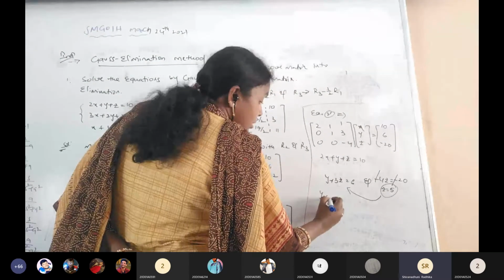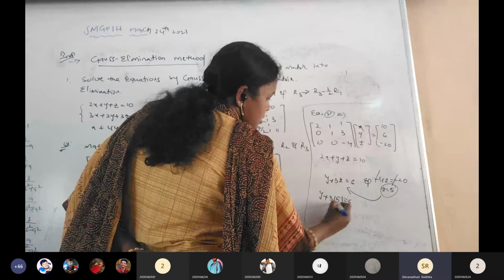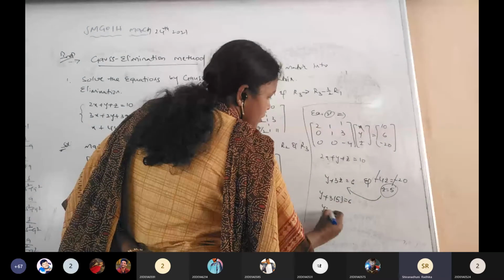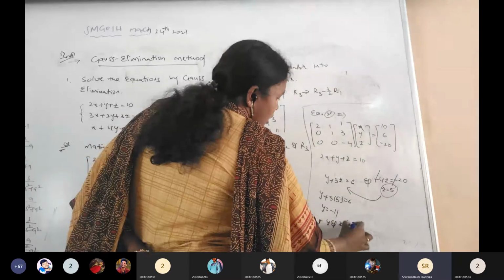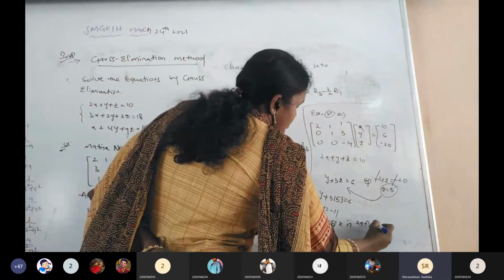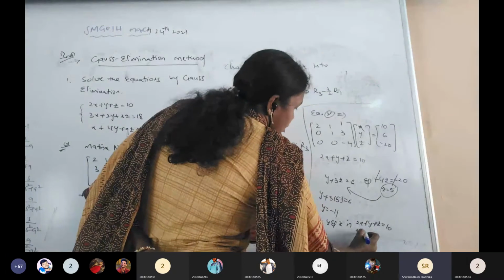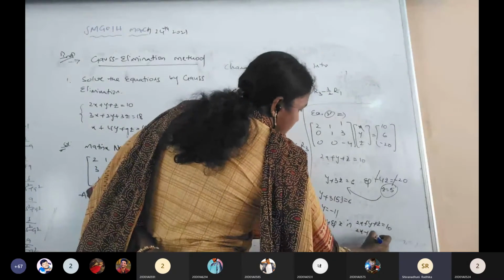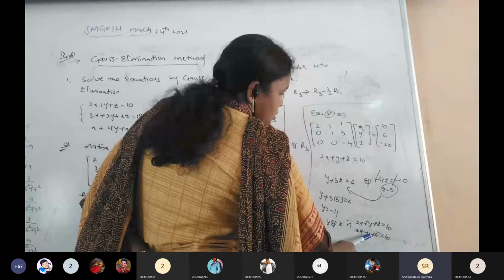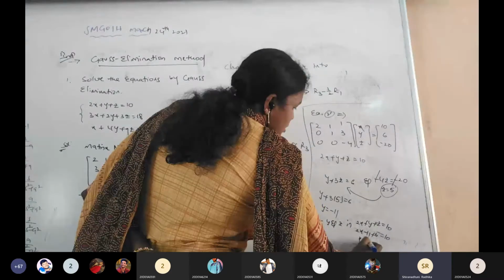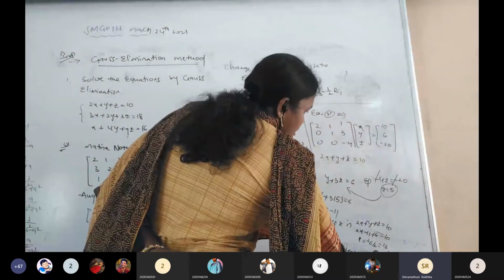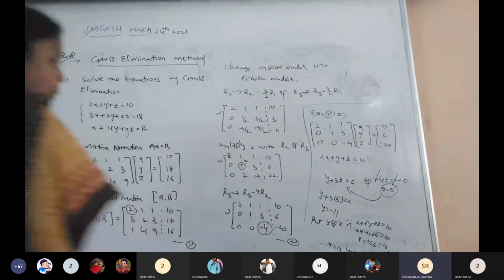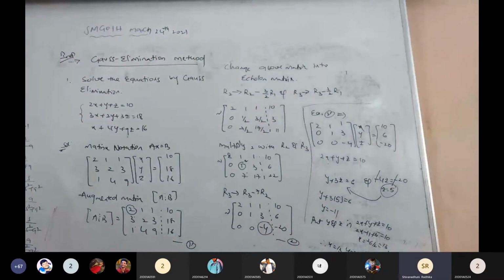5 y plus 3 into 5 6, y equals to what? 6 minus 15 minus 11. Again put y and z in the first equation. 2x plus y plus z equals to 10. So 2x minus 11 plus 5 equals to 10. So 21 plus 5 26, x equals to 26 by 2, so that is 13. Therefore x equals to 13, y equals to minus 11 and z equals to 5. That is the Gauss elimination method.